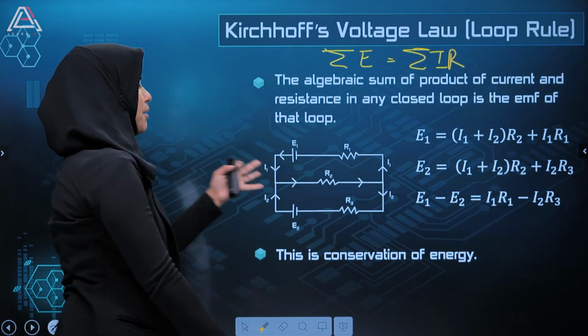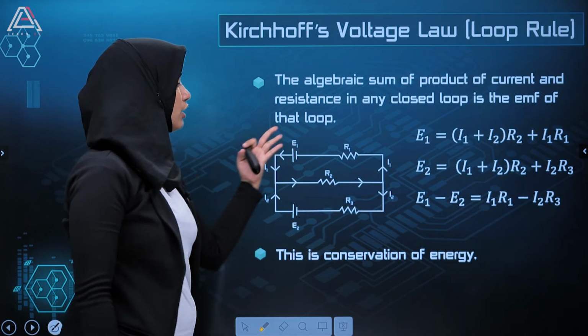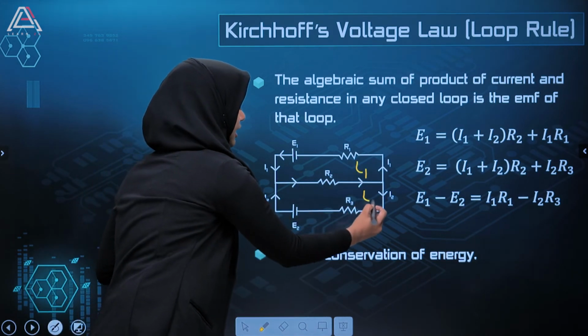Okay, now let's apply the loop rule to this particular circuit diagram. Here you have two loops, L1 and L2.